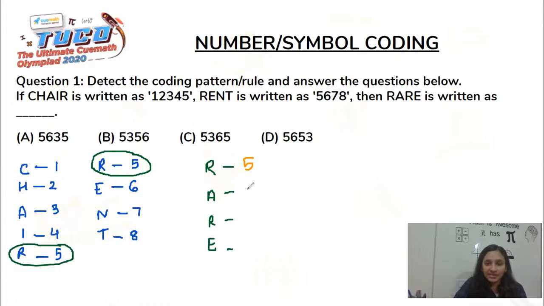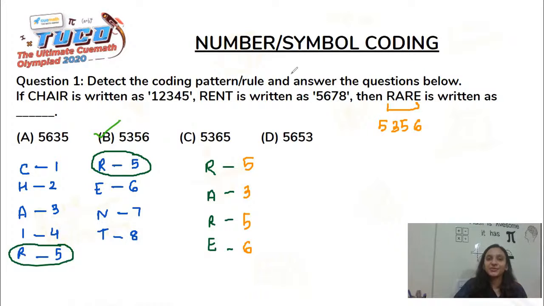A has been coded as 3, so we write 3. R is again 5, and E has been coded as 6. So the word rare can then be written here, I can write it below this, 5, 3, 5, 6. Now, if we look at the 4 options given in this question, the correct answer becomes option B, which is the same as 5, 3, 5, 6.